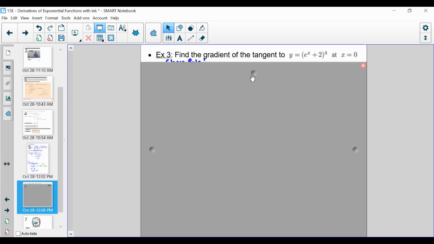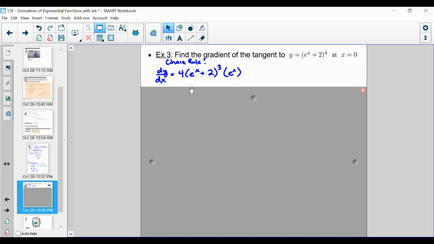And the last thing we could be asked to do is to find the gradient of the tangent to this function at a particular value. So in other words, take the derivative of y and then evaluate it when x equals 0. Notice that we'll have to apply the chain rule here because we have a binomial function raised to an exponent. So I'm going to start by taking the derivative of the outside part, which is 4 times this base, and reduce the exponent by 1. So 4 times e to the x plus 2 cubed, and then the derivative of the inside, which is e to the x.